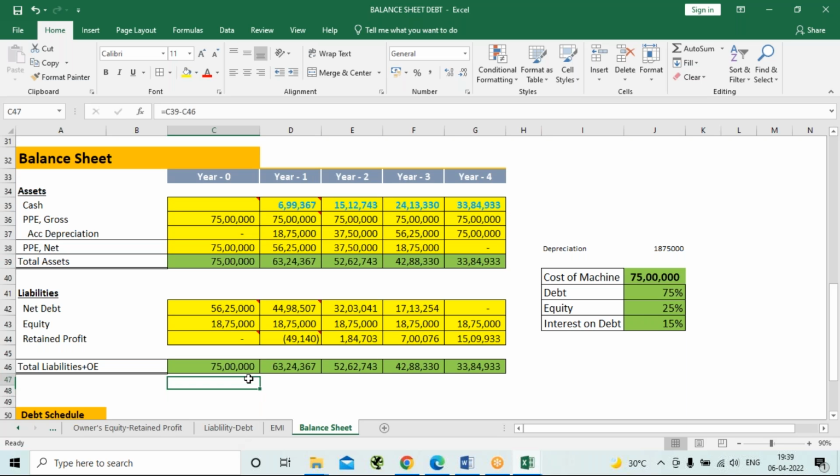So let's check whether the balance sheet is balancing or not. Has the balance sheet been balanced? With correct values, total asset is equal to total liabilities plus owner's equity value. Yes, sir, it is balanced. It is balanced. So this is how you are going to prepare the balance sheet.